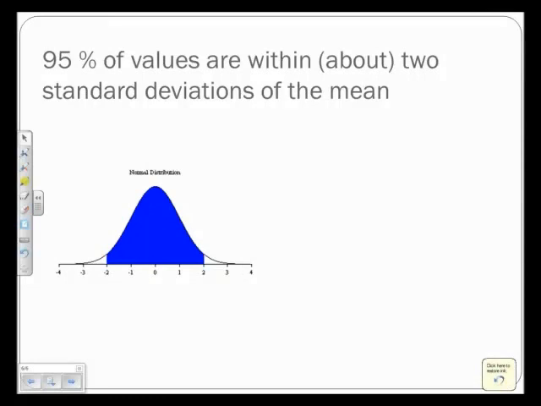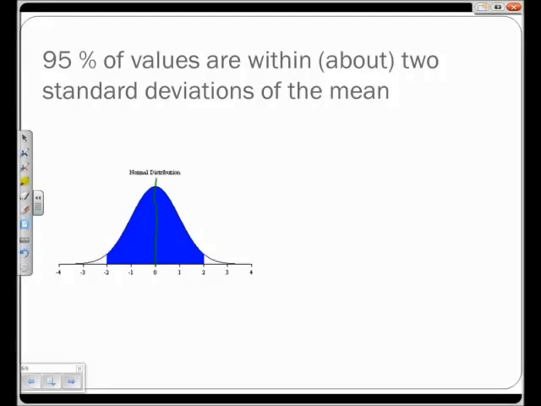So the second part, remember it was 68, 95, 99.7, is that 95% of the values are within 2 standard deviations of the mean. From 0 to 2 standard deviations, we're going to have half of the 95, so that's 47.5%, or a probability of 0.475.